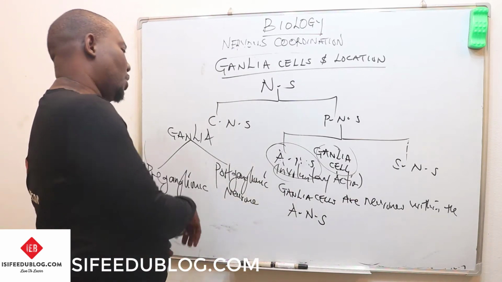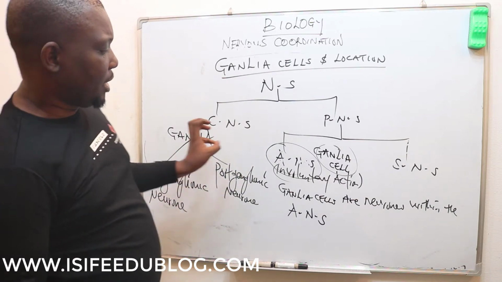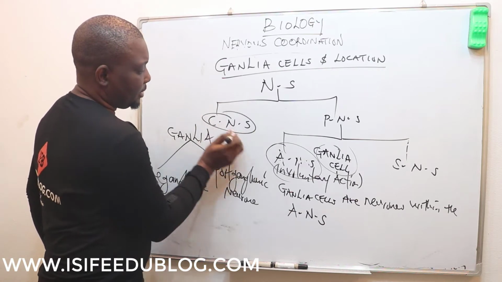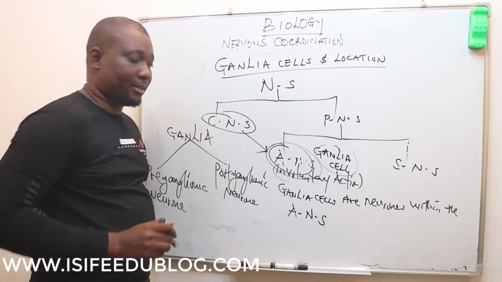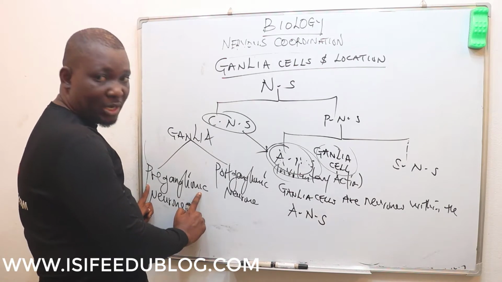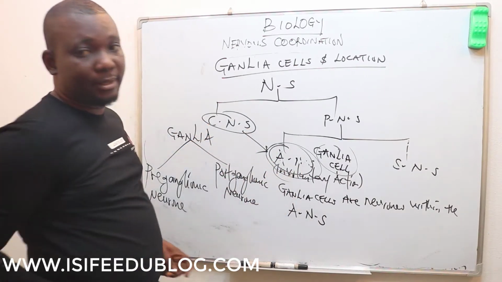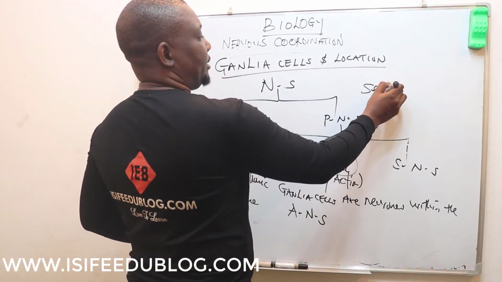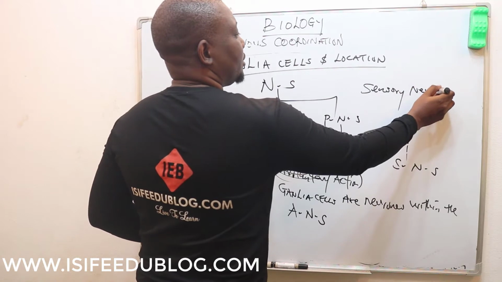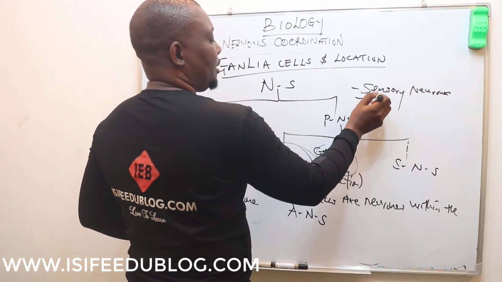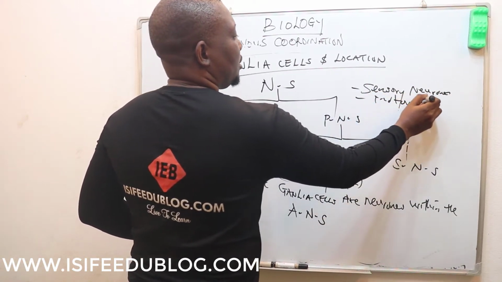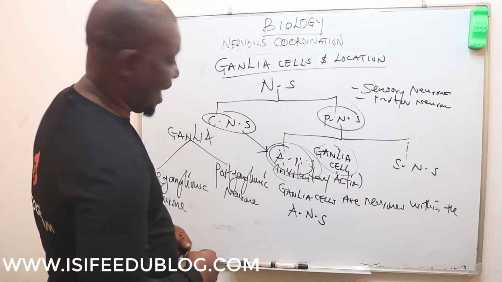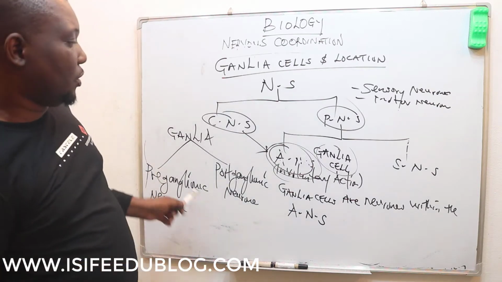The preganglionic neurons are neurons that connect the C.N.S. to the what? A.N.S. Please take note. The preganglionic connects the C.N.S. to the A.N.S. It is quite different from what we discussed before, which is the sensory neurons and the motor neurons. The motor neurons are within the P.N.S. The preganglionic and the postganglionic neurons are within the A.N.S.